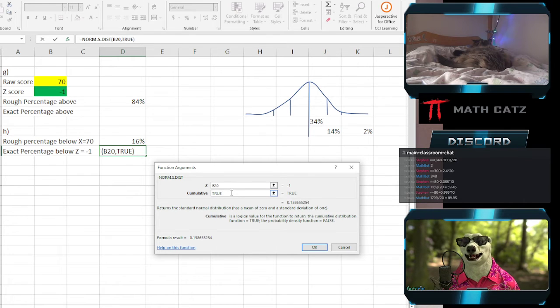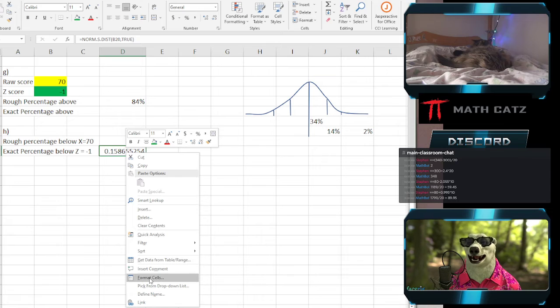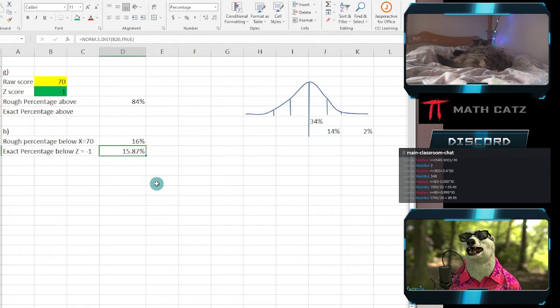Cumulative will always be true for our use. And we get our, looks a little too many decimals. I'm going to right click and format that cell to just be percentage showing 2 decimal places, so it's not too messy.